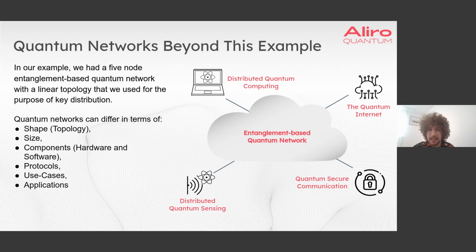Three of the main use cases of entanglement-based quantum networks are quantum secure communications, distributed quantum computing, and distributed quantum sensing. Many amazing applications of these use cases are known and are being used today, and many more will be developed as we progress to the global scale quantum internet. We'll give a quick overview of each of these three use cases.